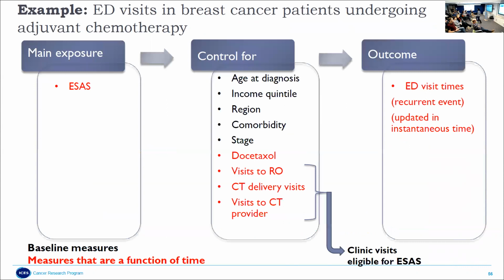Now, what kind of covariates did we have? Our main exposure was ESAS, so symptom screening. So were they exposed to ESAS? We wanted to control for the covariates you see in the middle box.